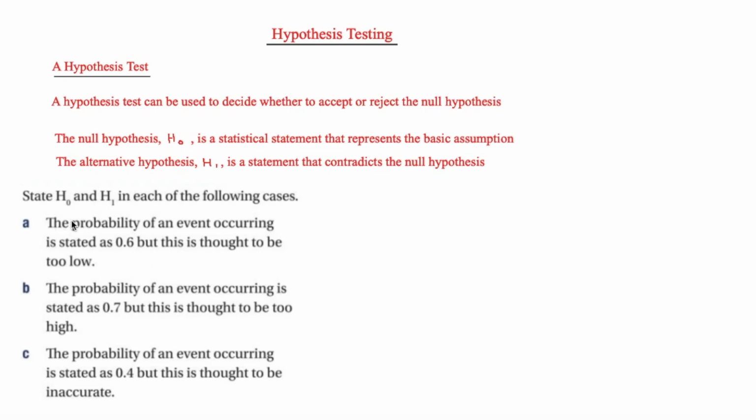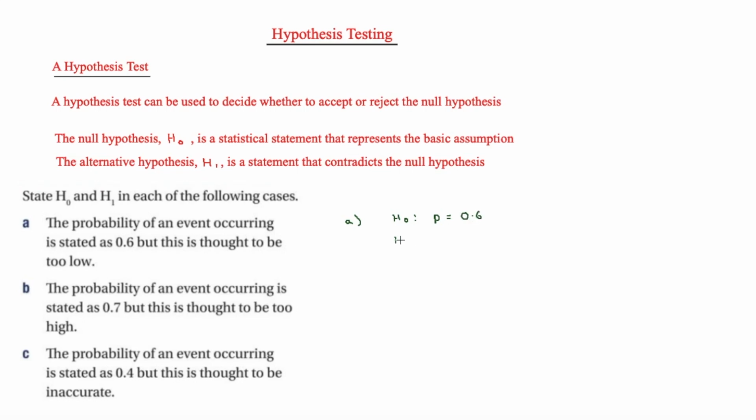So the first one is the probability of an event occurring is stated as 0.6, but this is thought to be too low. So therefore, in our null hypothesis, which is H0, H0 means that P is going to be equal to something. This is our basic assumption, and in this, P is equal to 0.6.